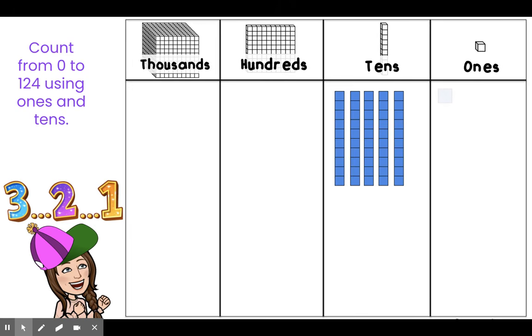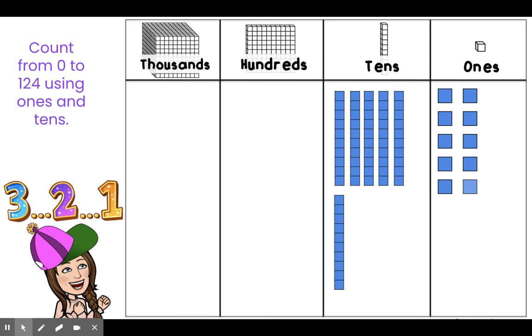Count with me. 51, 52, 53, 54, 55, 56, 57, 58, 59, 60. Another group of 10 ones. You know what to do. Did you bundle it for 10? If you did, you are right on. Let's keep counting. 60, 61, 62, 63, 64, 65, 66, 67, 68, 69, 70.